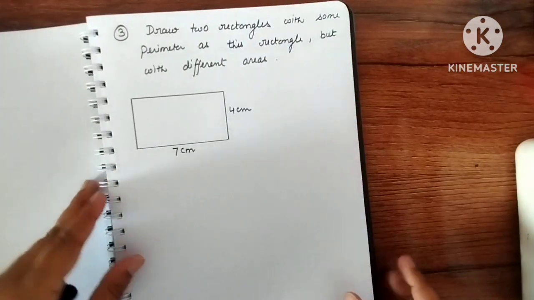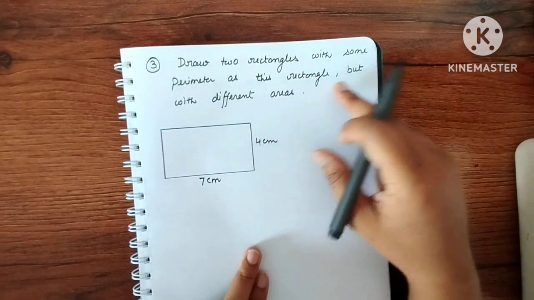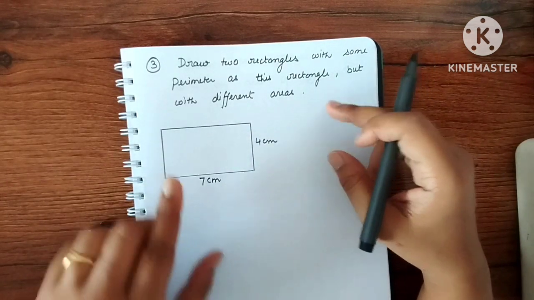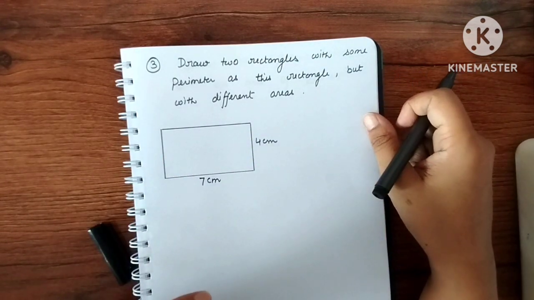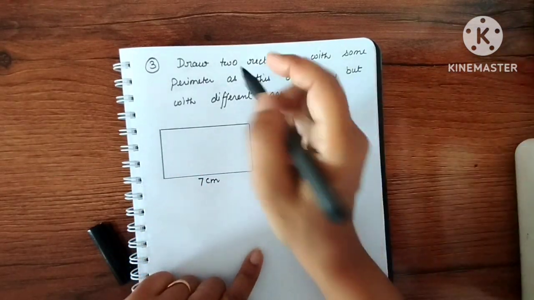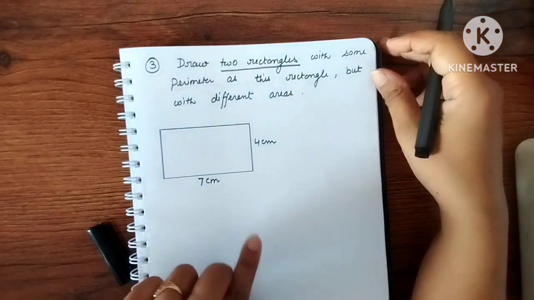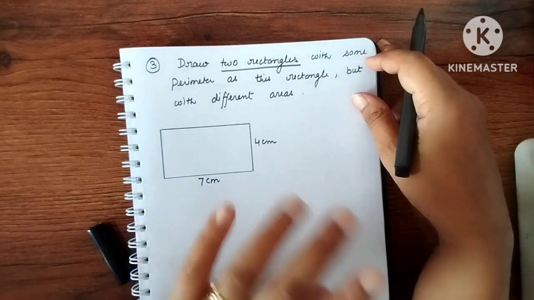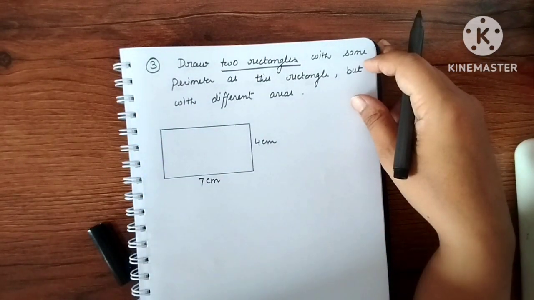Now the next question. The next question is saying draw two rectangles with same perimeter as this rectangle but with different areas. What the question is saying? The question is saying that you need to draw two rectangles with the same perimeter. That means the perimeter should be same but with different areas.